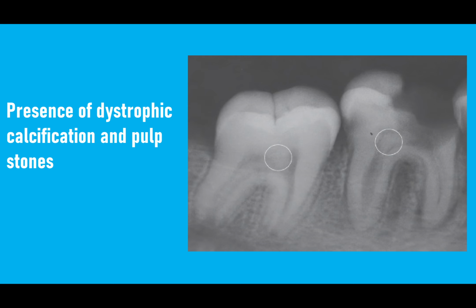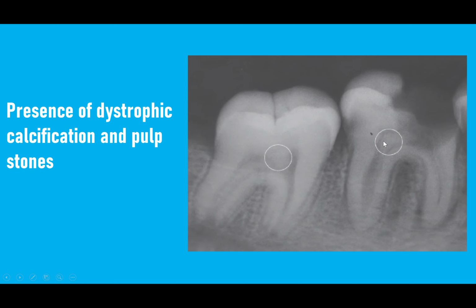So these dystrophic calcifications and pulp stones mostly happen with age and grow with time. So this is also considered as an age change in the pulp, that is, the presence of dystrophic calcification and pulp stone. As you can see in the radiograph, there is dystrophic calcification and there is the pulp stone.